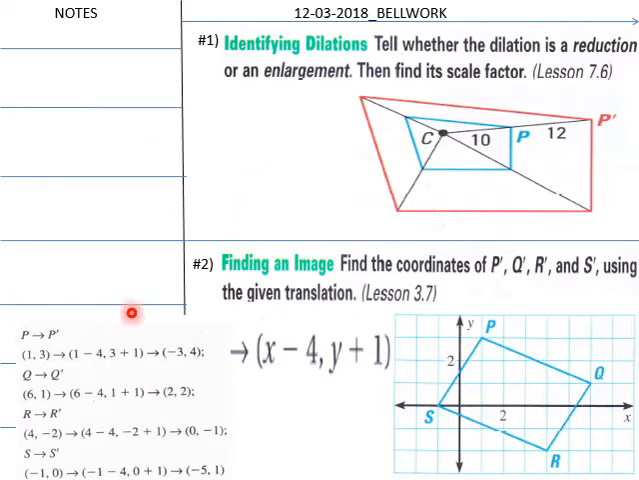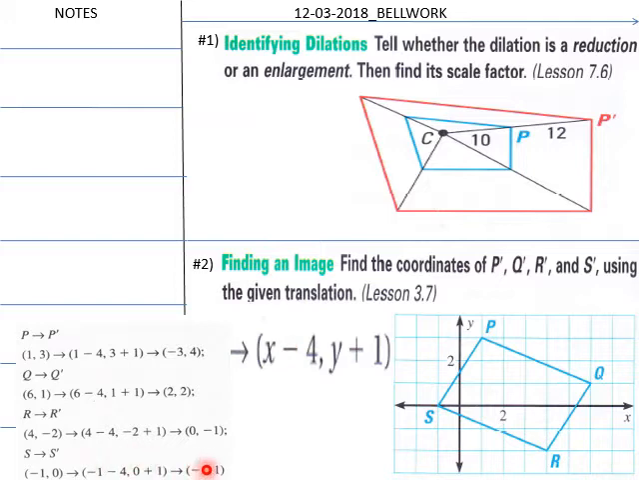Okay, welcome back. Number 2, here's P to P prime. So this is P here. This would be our 1, 3 here, and that would become -3, 4, with this adjustment. And then Q to Q prime here would be 2, 2. And then for R to R prime, it would be 0, -1. So the thing looks like it moves this way. And then for -1, 0, S prime would be -5, and then 1 will be the adjustment here. Find the coordinates using the given translation.